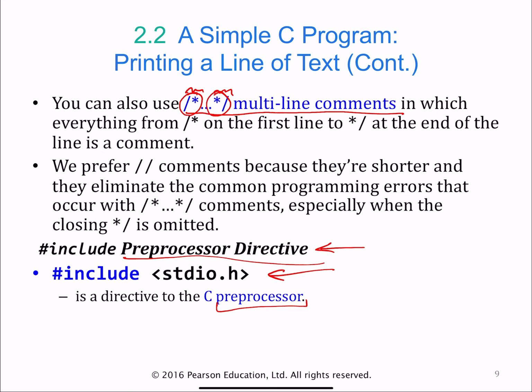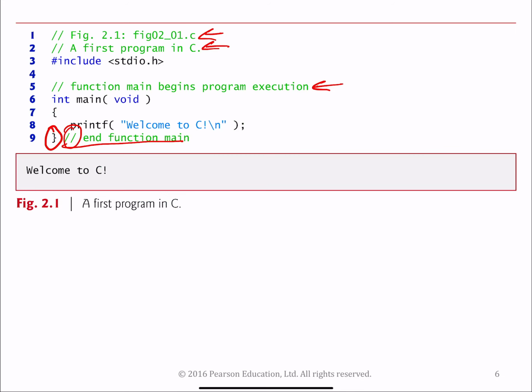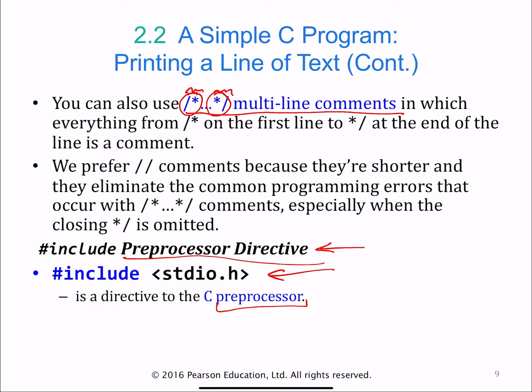Let me also jump back to the code again. You'll also see that we have a line 4 over here, which is a blank line. It doesn't contain anything. Now, blank lines have absolutely no function. You can leave it out. You can put in 10 blank lines. It'll make no difference to the program itself. It's followed by another comment line, this one describing what's coming next. Function main begins program execution. So let's talk a little bit about that.